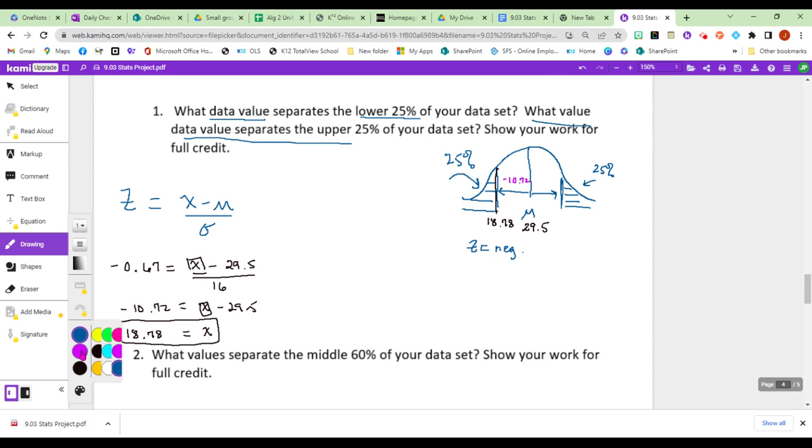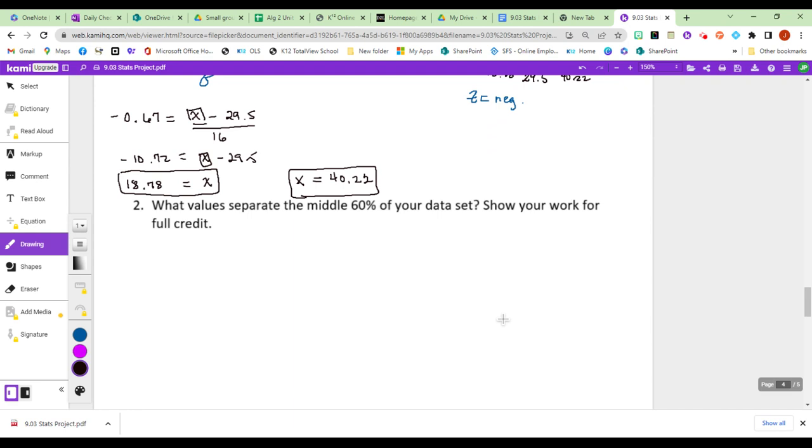Since we're symmetric on our bell curve, this is just one way to do it. You could actually add 10.72 to your mean. So I could do 29.5 plus 10.72, and that would get me 40.22. And that way I wouldn't have to solve another equation using my z-score formula. So that's probably what I would do there. So what I think I'm going to do is explain number 1, and then I think that's going to help you with number 2.